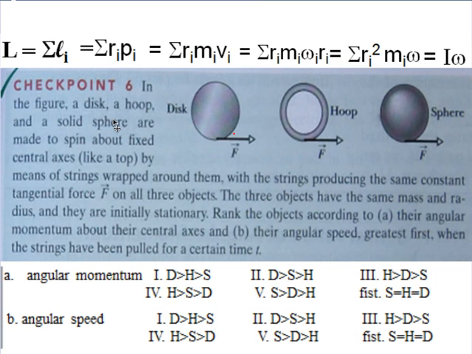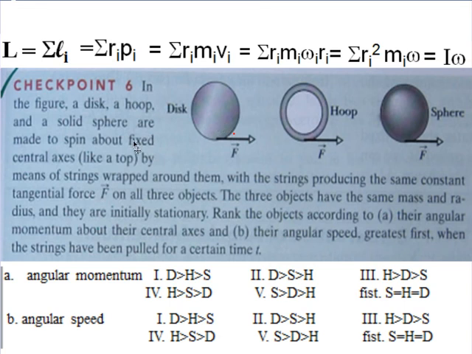Have a checkpoint for you. I have a disk. It's flat. It has dimension depth, but it's got planar surfaces, a hoop with nothing in the middle, and a sphere. And if you don't remember, you ought to go back to what the rotational inertia of those three are. You need to have those in your head, so promise yourself to memorize them.